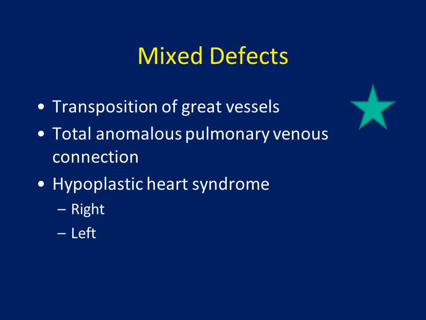Mixed defects: transposition of great vessels, total anomalous pulmonary venous connection, hypoplastic heart syndrome, right and left. Blood is mixed from pulmonary and systemic circulations within the heart chambers. Relative desaturation of blood in systemic blood flow. Cardiac output decreases because of volume load on the ventricle. Signs of desats, cyanosis, and CHF, but variable depending on anatomy.